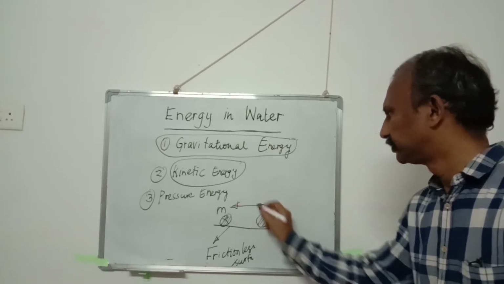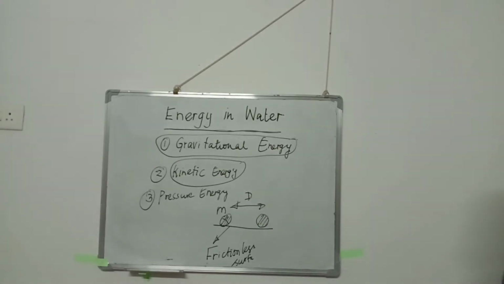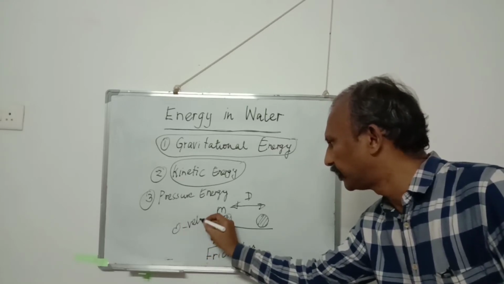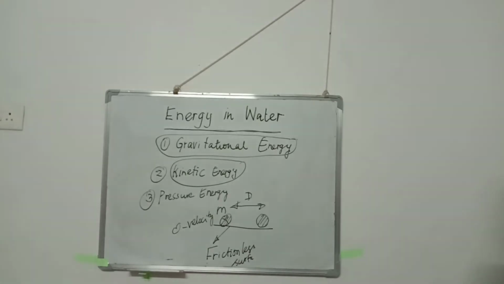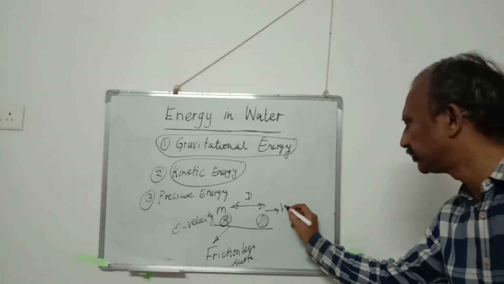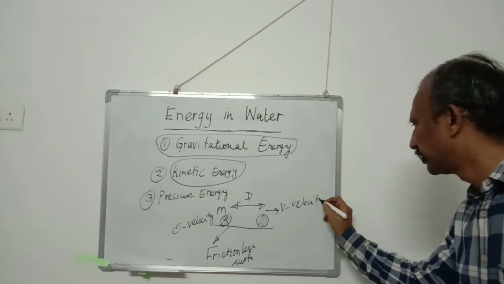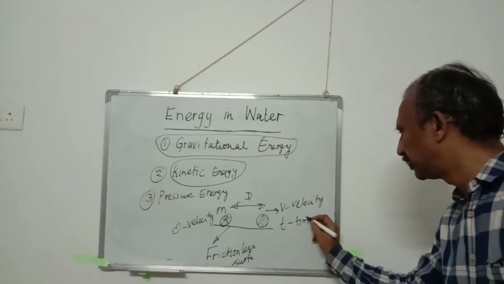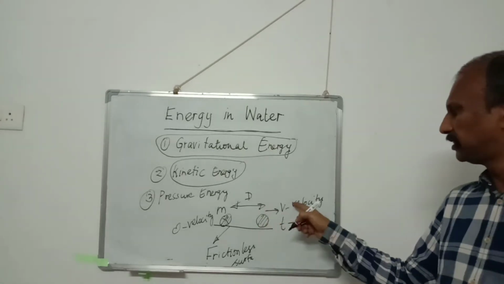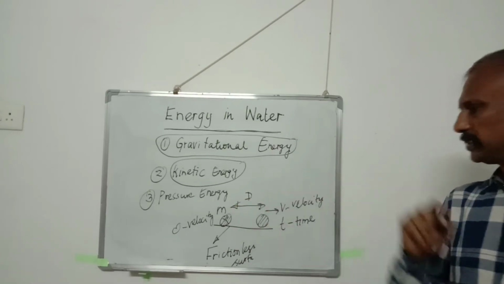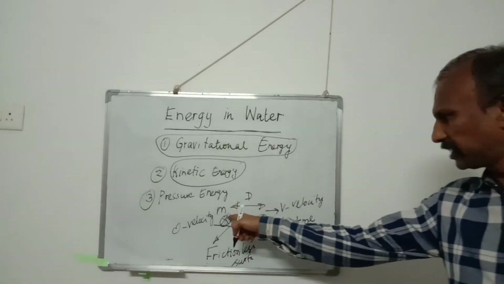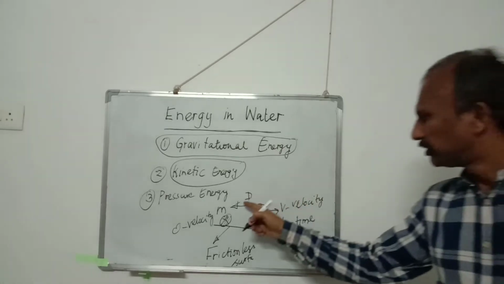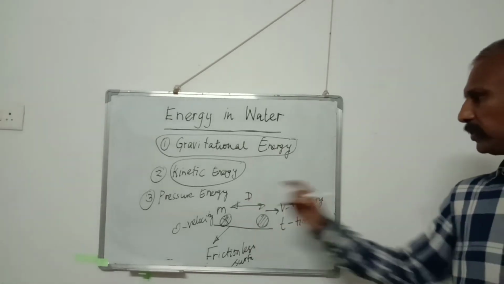Let us say the distance is d, and the mass is at zero velocity to start with, and you are increasing its velocity to v. In time t, you are increasing the velocity to v within distance d. That means that you have accelerated this mass. So what is the work done for doing this?